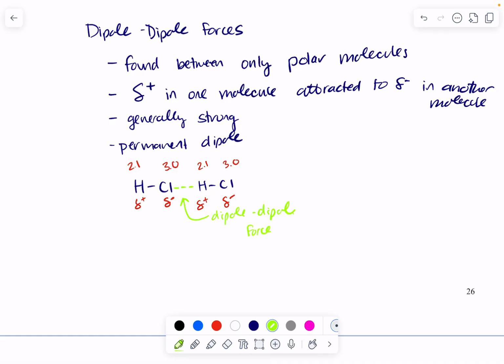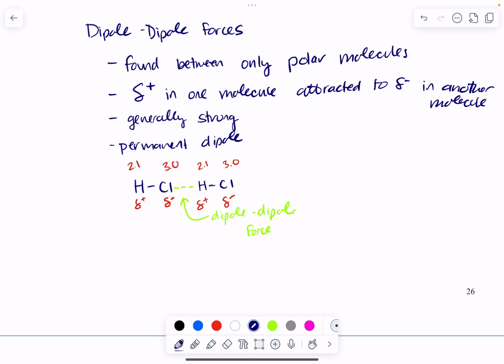Notice that when I draw these London dispersion forces or dipole-dipole forces, I'm using dashed lines because they're not chemical bonds, they're just chemical attractions. And so we use dashed lines to indicate the difference between an intermolecular force, which is what the dashed lines are, versus an intramolecular force, which is what our covalent bonds are.